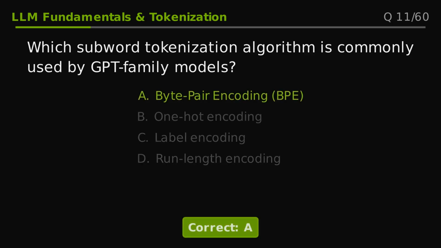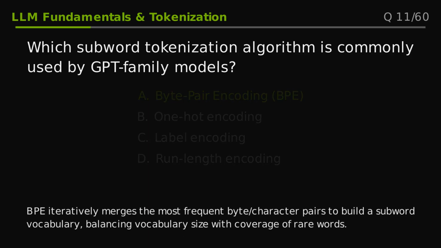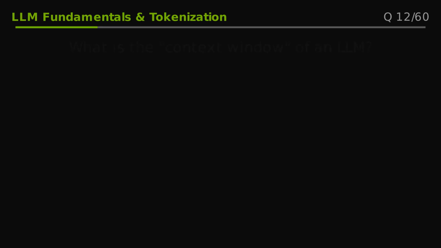The correct answer is A. BPE iteratively merges the most frequent byte or character pairs to build a subword vocabulary, balancing vocabulary size with coverage of rare words. Question 12.